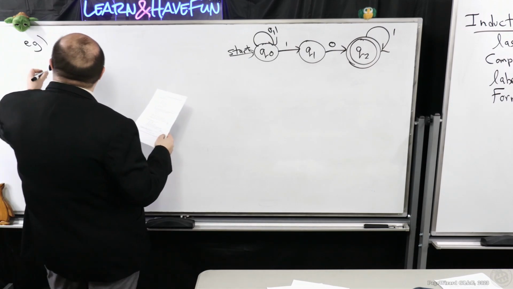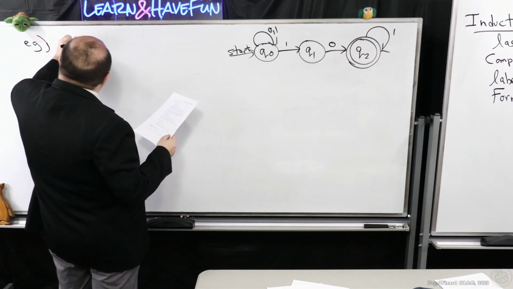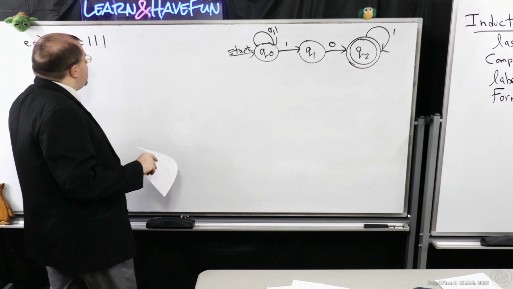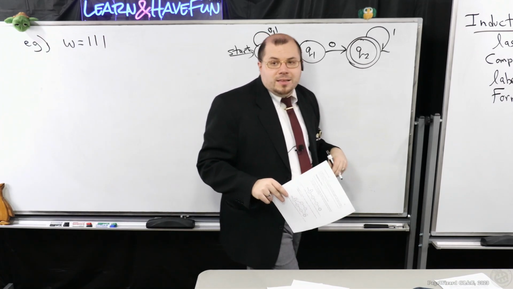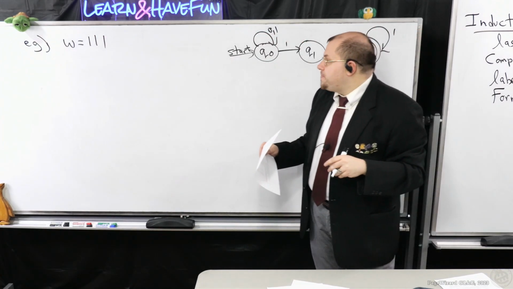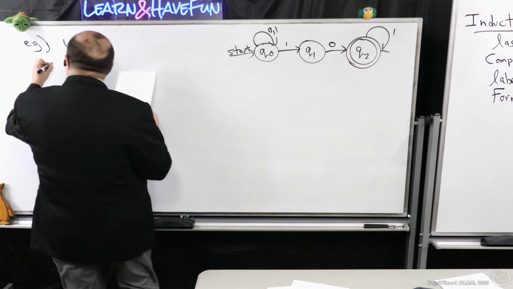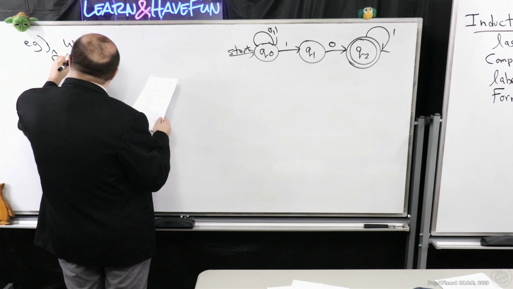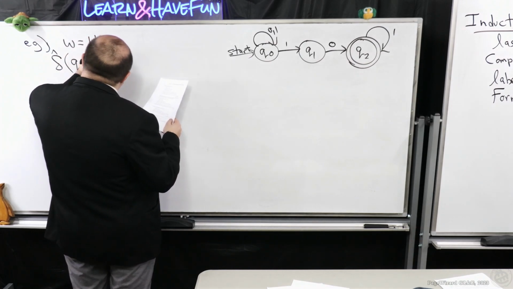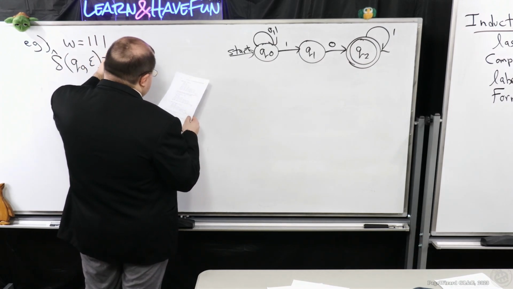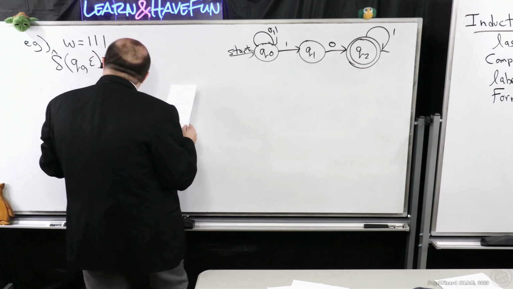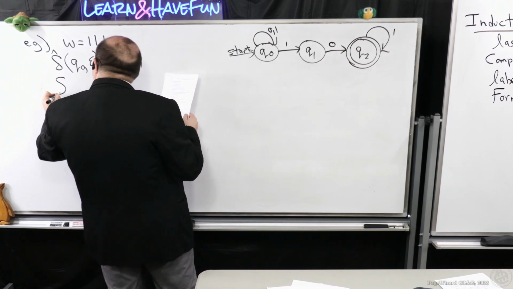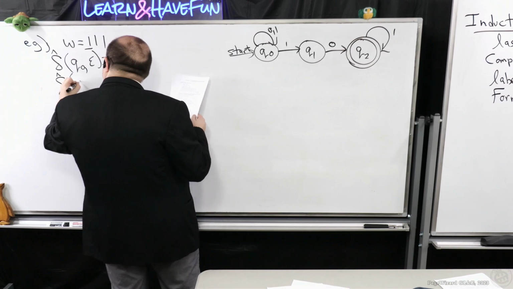Let's consider when the string W is just 1, 1, 1. So it's just 3 ones. Let's consider this scenario. So let's go through the same process. I'm going to start off with the base case of the definition. Q0 on the empty string. Well, this should just be Q0, right? We haven't read anything. Now, let's read the first symbol.